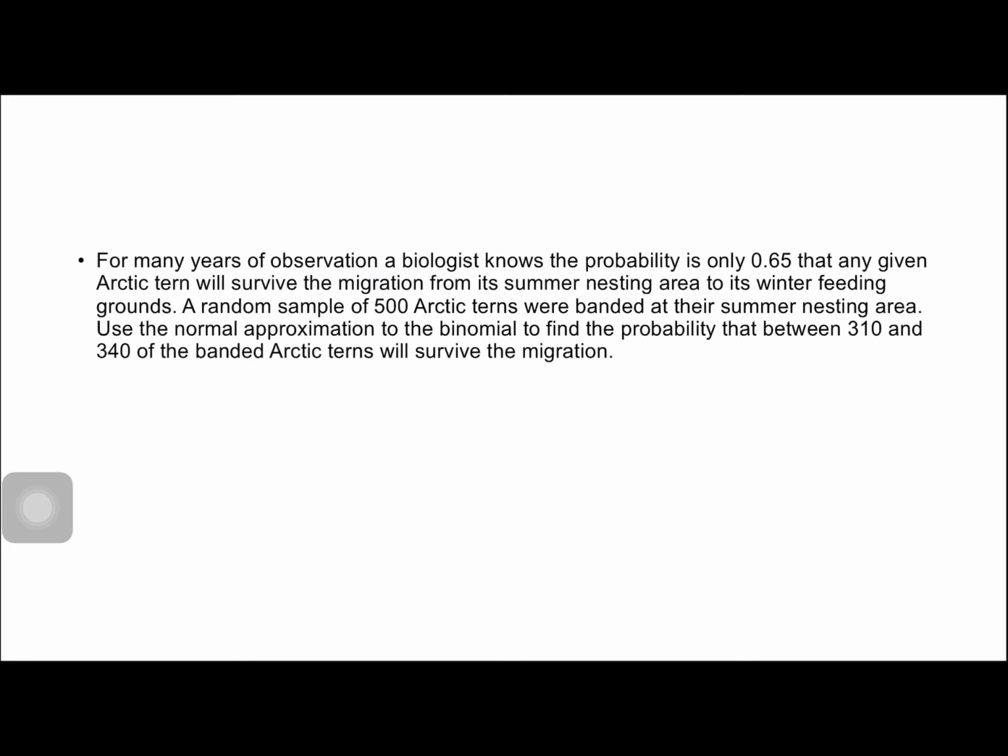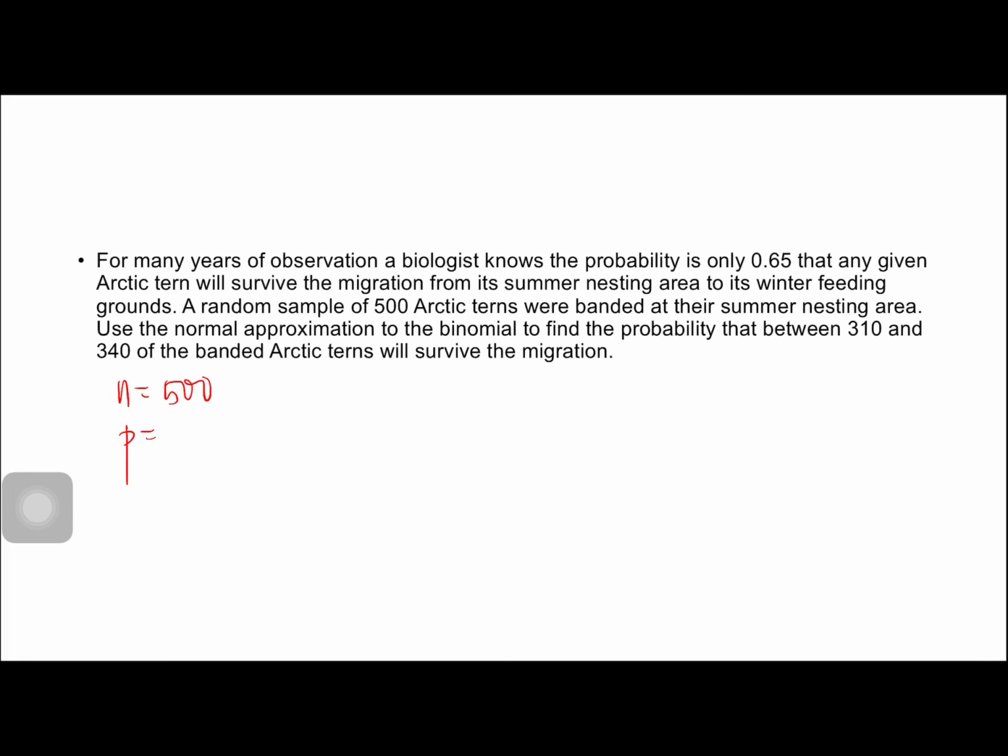Example. For many years of observation, a biologist knows the probability is only 0.65 that any given Arctic tern will survive the migration from its summer nesting area to its winter feeding grounds. A random sample of 500 Arctic terns were banded at their summer nesting area. Use the normal approximation to the binomial to find the probability that between 310 and 340 of the banded Arctic terns will survive the migration.